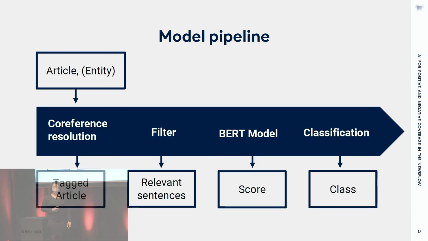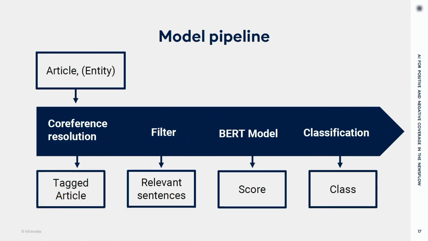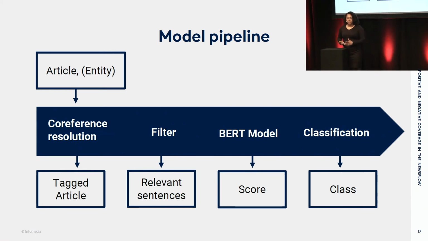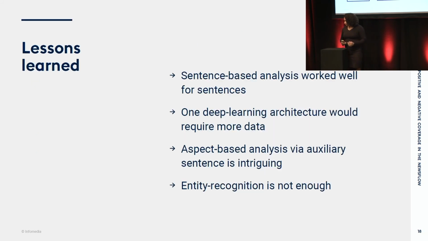So if you look at the whole pipeline, we can give as input the article and an entity if we want the assessment with regards to a specific entity, or we can give only the article, so then we're going to get the assessment with relation to the general point of the article.